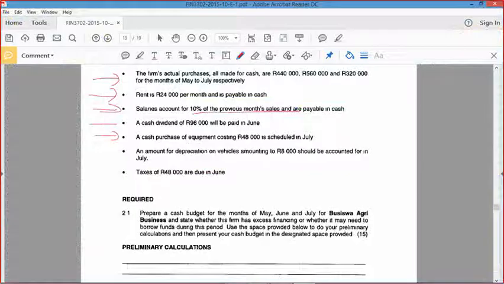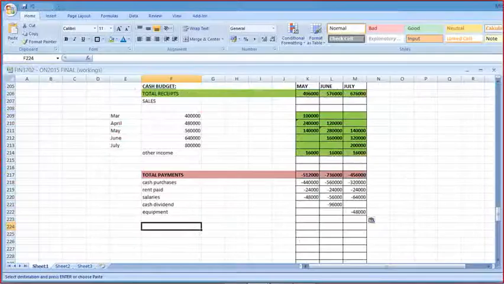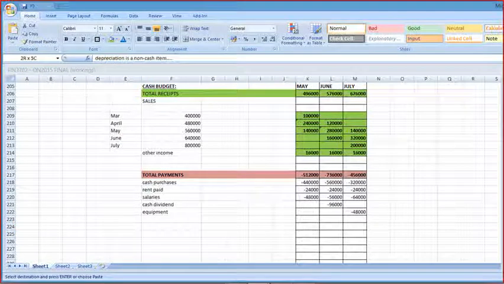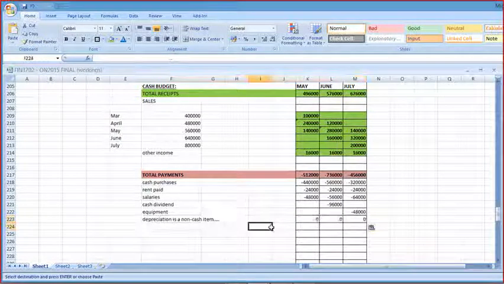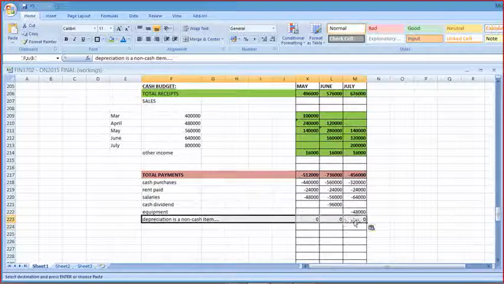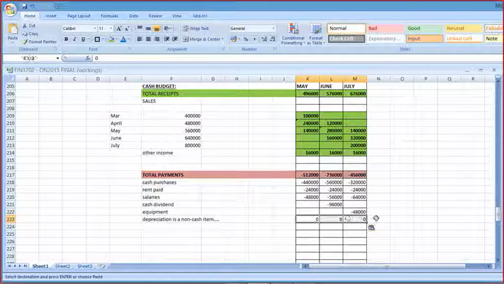Go back. Continue reading. Depreciation. Do I put that in a cash budget? No, it's a non-cash item. Yes. Trick question. Right. Should I still put it in? I would. I don't know if Eunice is going to give you a mark for showing zeros or not. I would specify depreciation is a non-cash item and show zeros for everything, not including the cash budget.